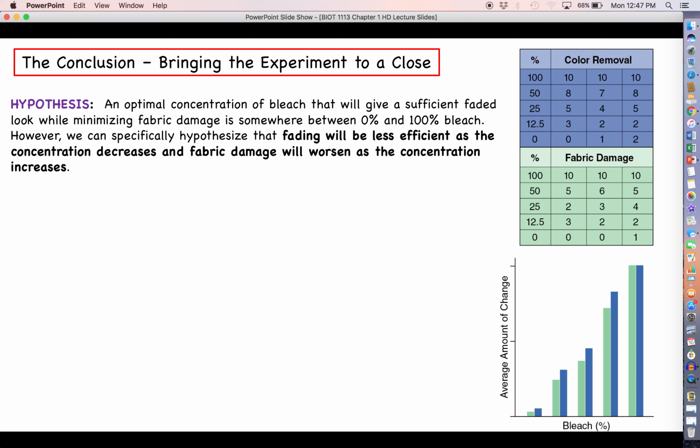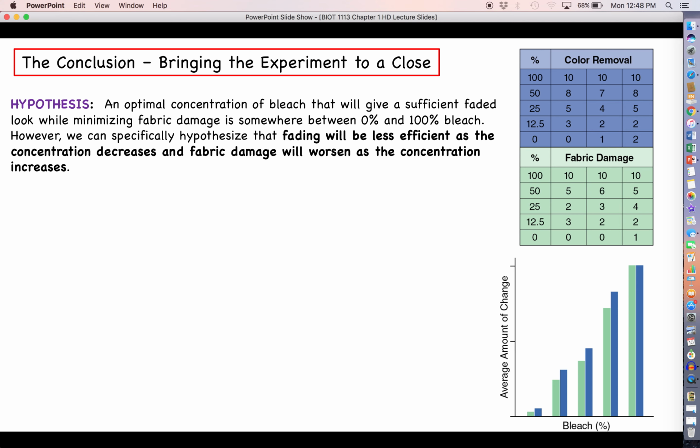Okay, so if we're coming to a conclusion, we are basically bringing the experiment to a close. If we look back on our original hypothesis, we can go ahead and read it again. It says an optimal concentration of bleach that will give a sufficient faded look while minimizing fabric damage. It's going to be somewhere between 0 and 100% bleach. That's why we made our different dilutions: 100, 50, 25, 12.5, and 0.